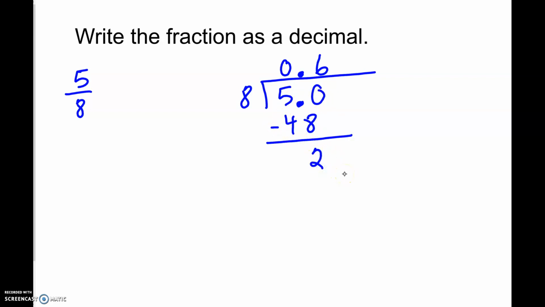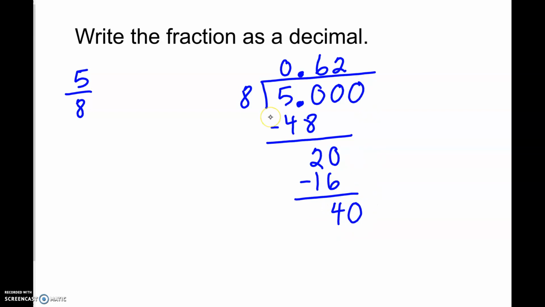We have a remainder. Remember, we're trying to look for a finite decimal or something that's repeating. So I'm going to put down a 0 and try this again. How many times does 8 go into 20 evenly? Well, 8 times 2 is 16. So I'm going to take 20, subtract 16, and I get 4. Again, we still have a remainder. So I'm going to add another 0.